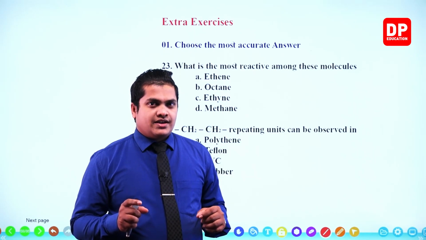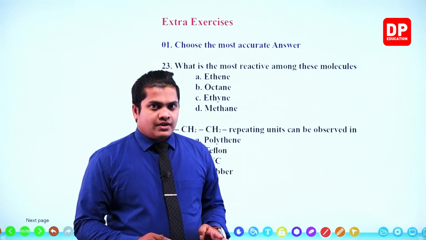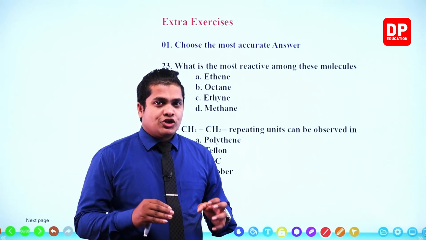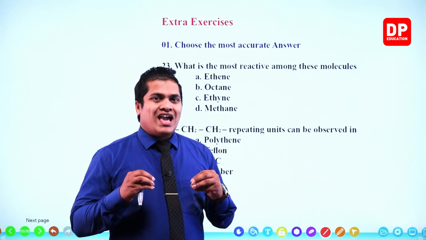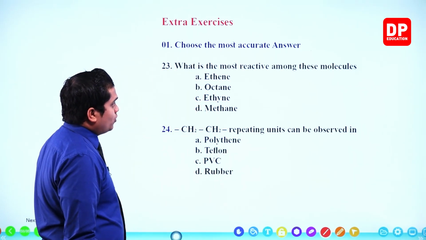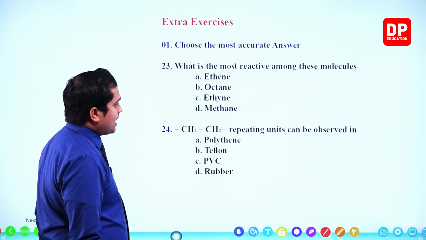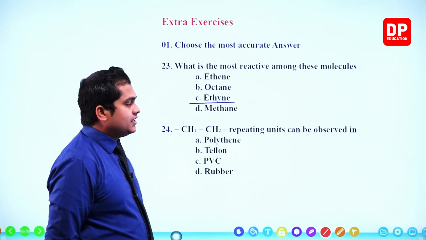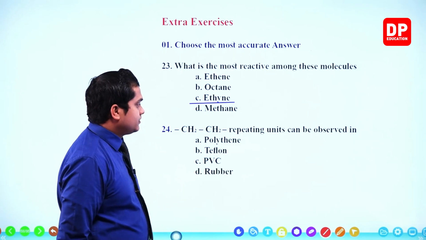Over there we discussed that single bonds are the least reactive ones. Double bonds are somewhat more reactive than single bonds. Triple bonds are the most reactive ones. So alkynes are the most reactive ones from these types of hydrocarbons. So go for the answer that contains the alkyne, ethine. This is the most reactive molecule from those given.